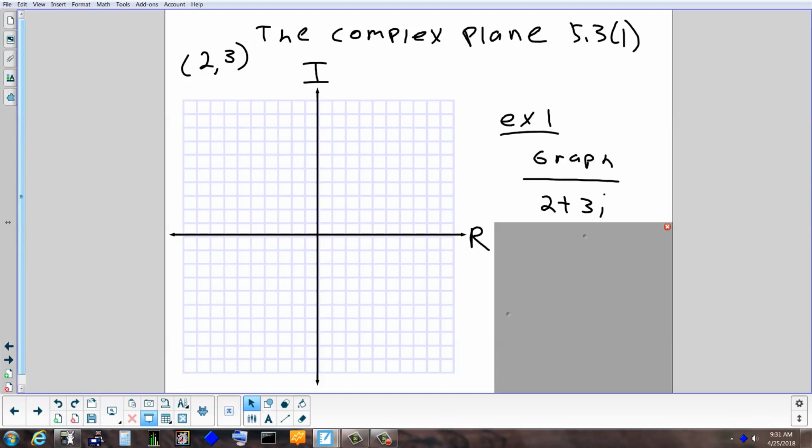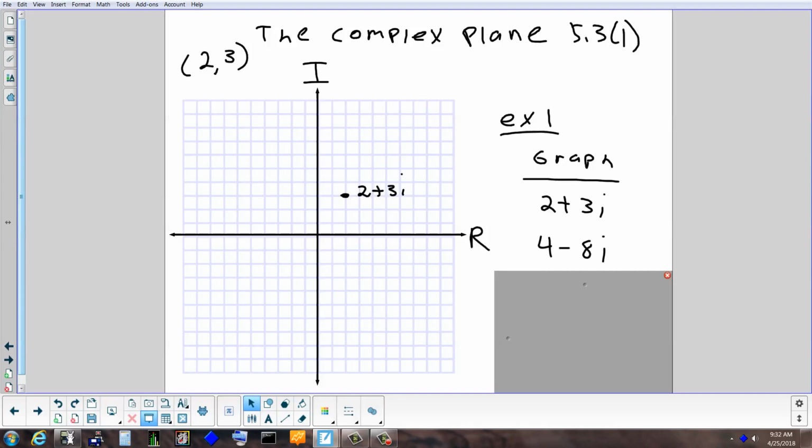Okay. So let's start with 2 plus 3i. Jill, what's the real part in 2 plus 3i? 2. So on the real axis, I'm going to go to 2. What's the imaginary part? 3. 3. So on the imaginary axis, I go to 3, and that's it. 2 plus 3i. Very simple.